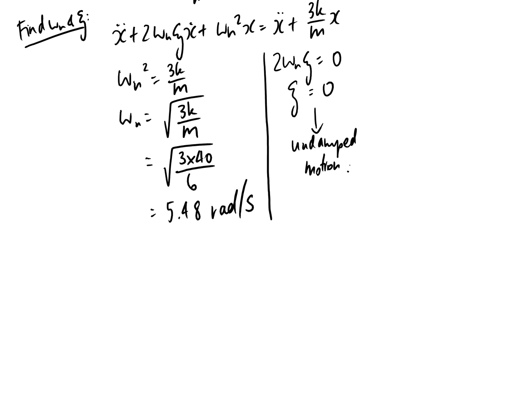Alright, so now we just need to work out the initial velocity that's going to make it swing between negative 0.1 and positive 0.1 meters. So we can use our equation for undamped motion for x as a function of time, and we have two options for that. One of them is a cos omega nt plus b sine omega nt.